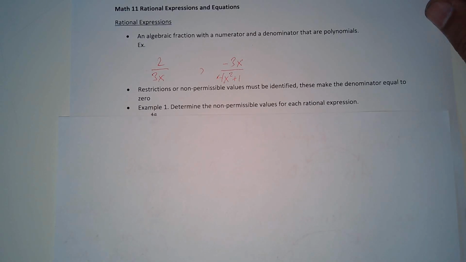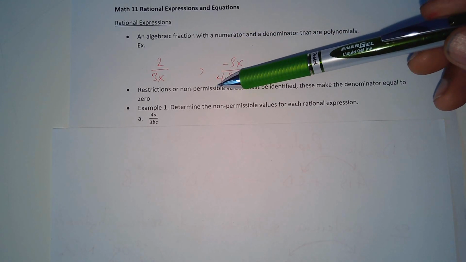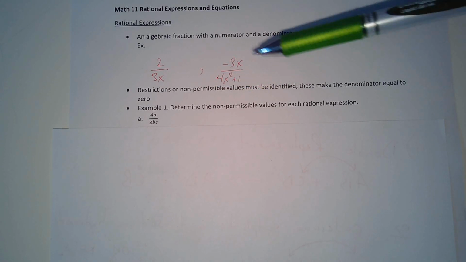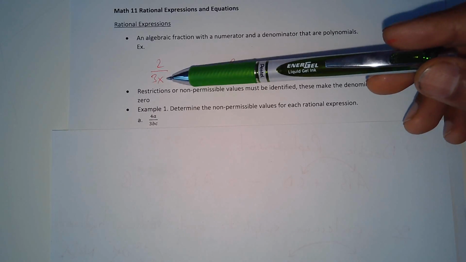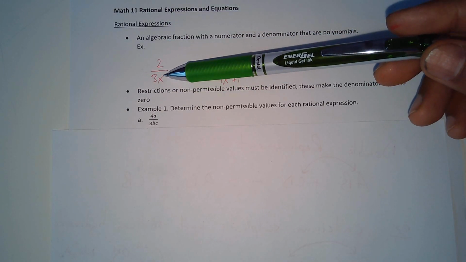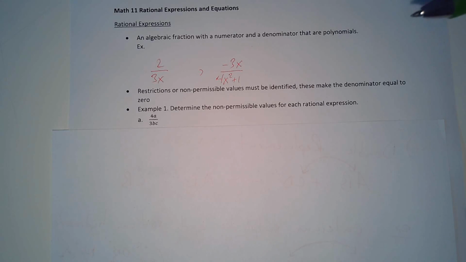Just like before, we do have some restrictions. Another way to describe our restrictions is we describe it as a non-permissible value. So non-permissible value simply means what the variable, so like in this case x, what it cannot be, right? So for this one here, x could not be equal to 0 because that would make the bottom of the fraction 0, the denominator equal to 0.